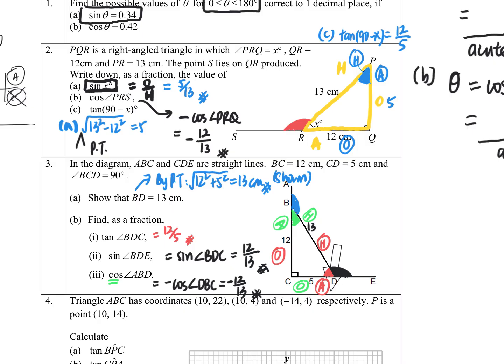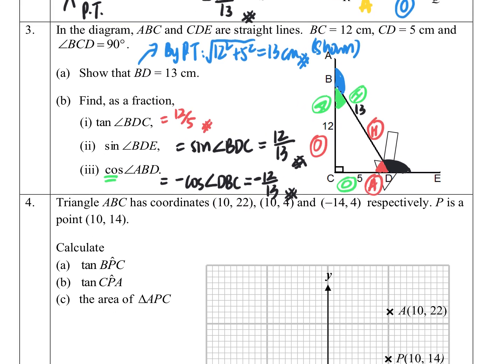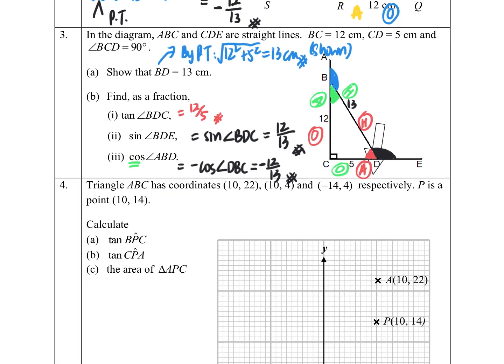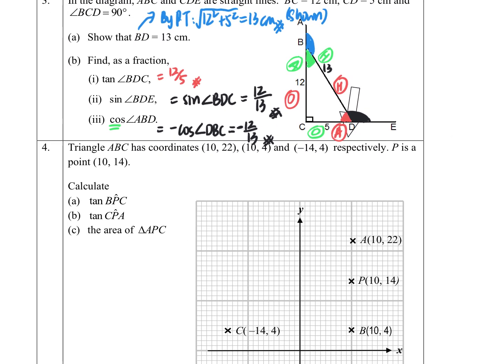Okay, so that's the only difference. When it's sine, it doesn't matter. When it's tangent and cosine, it matters. We just label. Okay, if you don't want to label this, you prefer to write it as 180 minus angle ABD, also can. If you prefer to write that.